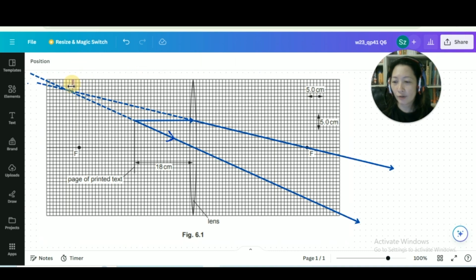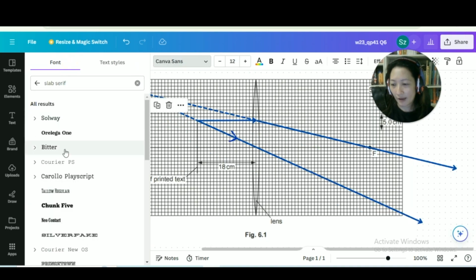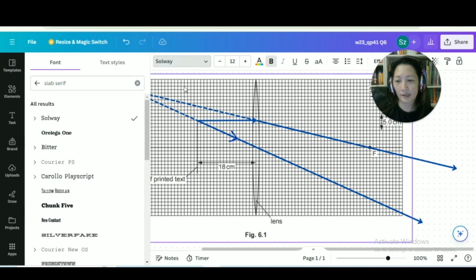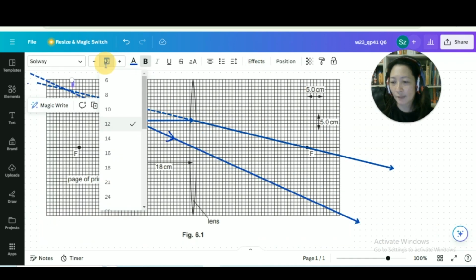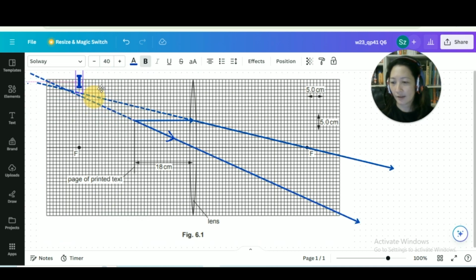I'm going to make the label a lot clearer. Let's use a serif font. We're going to make this bold. Let's change the color to blue. Okay, this is blocking. Let's just remove that. All right, and let's make this font bigger so that you can see the label.